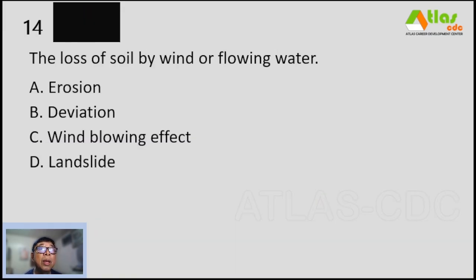Number 14, the loss of soil by wind or flowing water. A. Erosion. B. Deviation. C. Wind blowing effect. And D. Landslide.